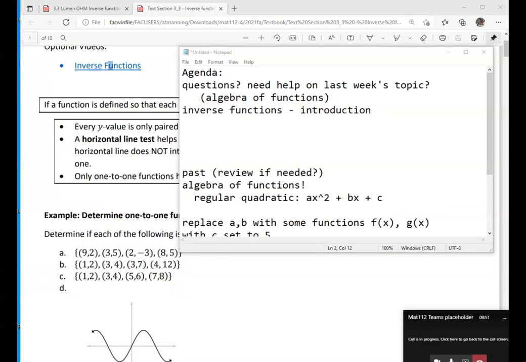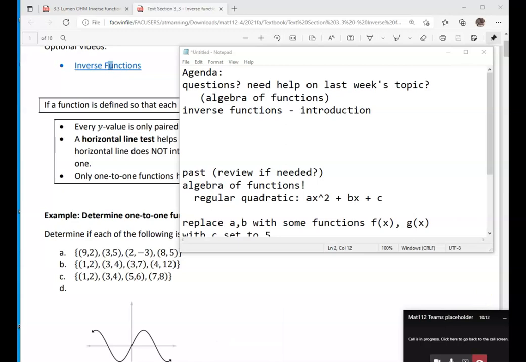Any questions about any of the algebra functions? Anything stuck on that? I'm happy to review any of that. Otherwise, I'm going to go on to inverse functions. Yes? Maybe the graphing part. Okay, let's jump to the graphing part. Let's bring up an example there.